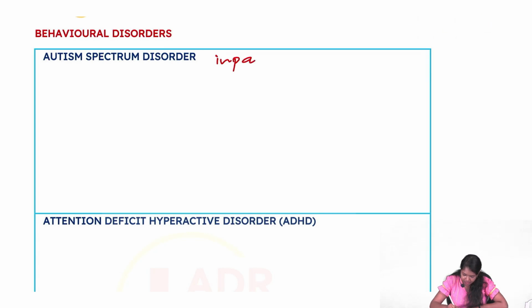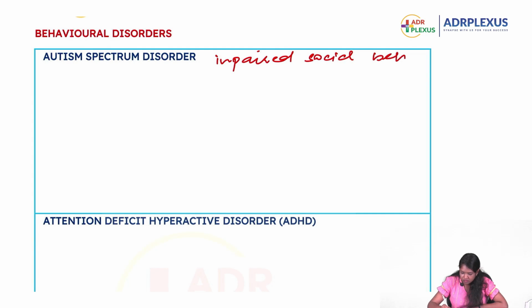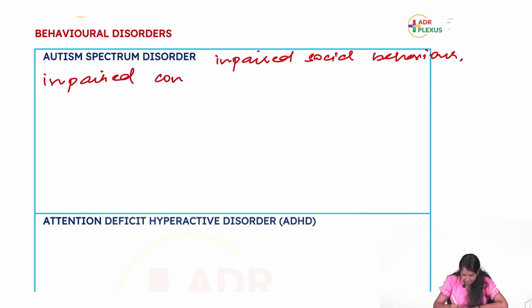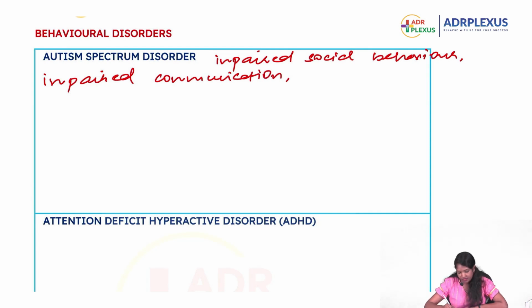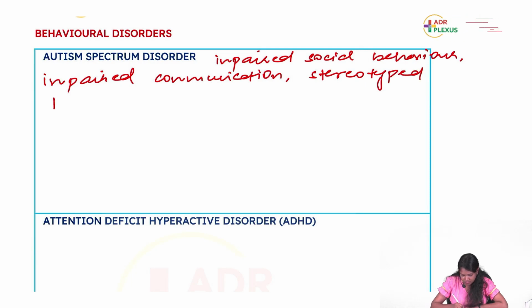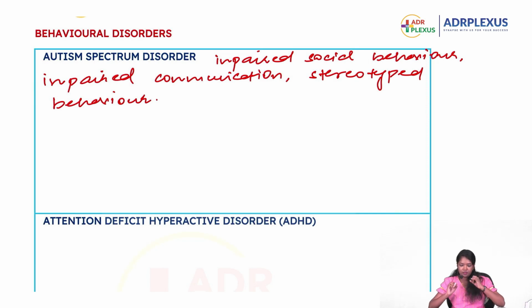Impaired social interaction, impaired communication, stereotypical behavior. Three things: a baby who is not socially interactive, a baby who does not verbally communicate, and a baby who has stereotype behavior.